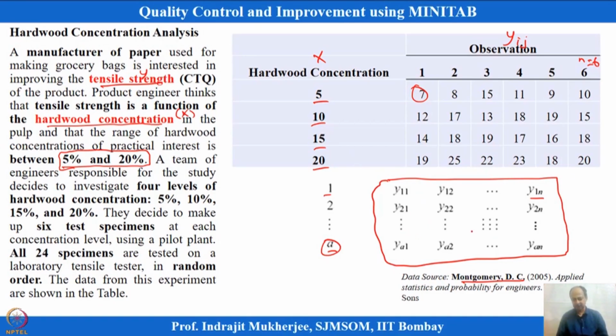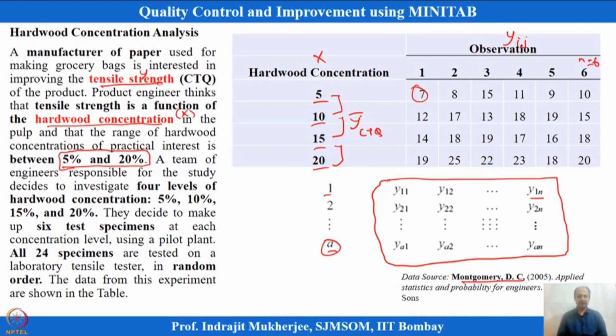Mathematically we can express it this way. What we are seeing is that when I change the level from 5 to 10, or 10 to 15, or 15 to 20, is there any significant difference happening in the CTQ, the Y? Whether the mean value is changing between any 2 levels. If any 2 levels change significantly, that means this factor is important and can be considered for further experimentation.